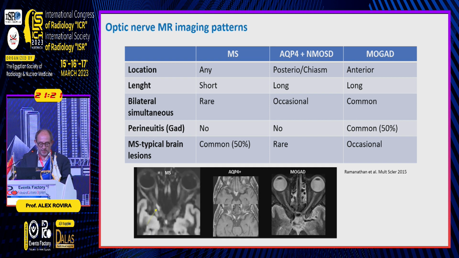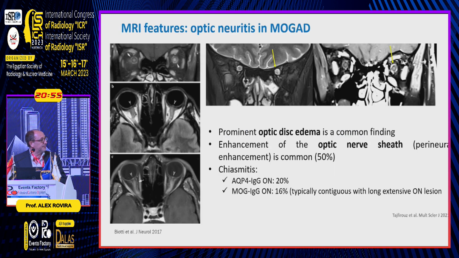These are three different examples of these three different conditions. You see a typical short segment involvement with this 3D double inversion recovery sequence on the right side. This is a case of a bilateral involvement with extension into the optic chiasm, typical of aquaporin 4. And finally, this extensive long segment involvement, bilateral, in a case of MOG antibody disorders.